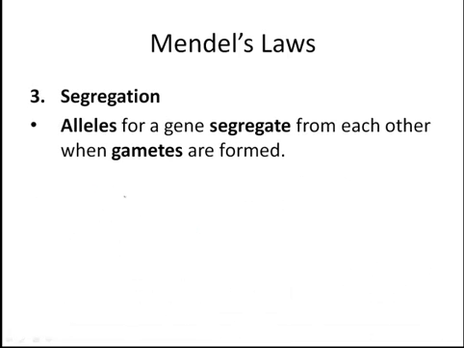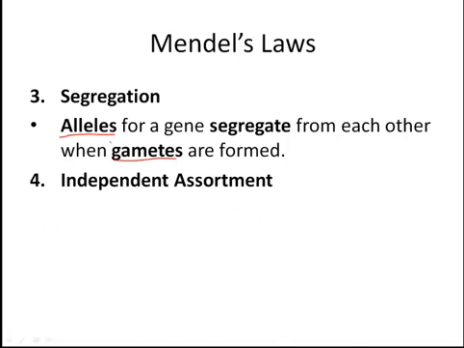His law of segregation. Alleles will segregate from each other when you make your gametes. Remember, your gametes are your sex cells, sperm or egg. So when you go to make your gametes and you're going to give your DNA to your offspring, you're only going to give them one of the 2 alleles that you have for each gene. You're not going to give them both.